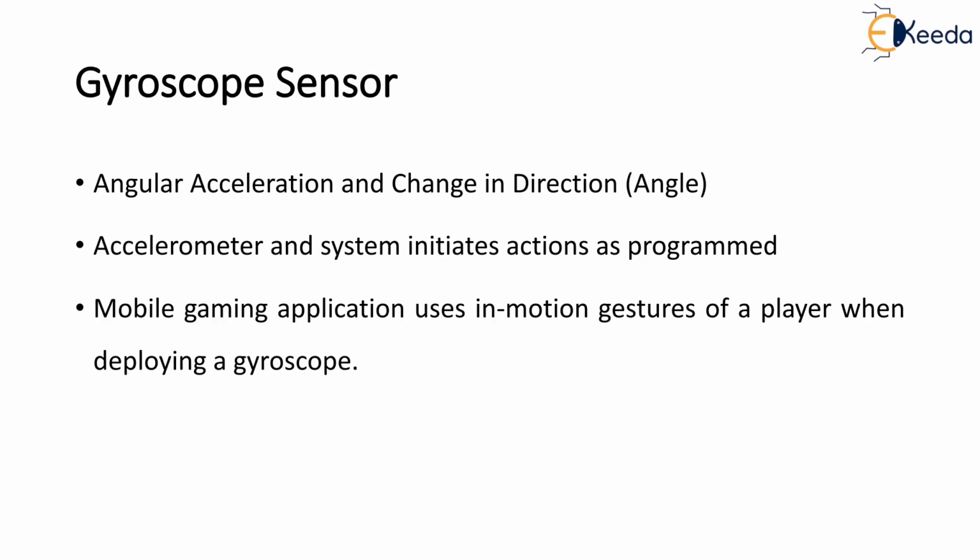So next is the gyroscopic sensor. It measures angular acceleration and change in direction, that is the angle. So here the gyroscope is a sensor which measures the change in angular velocity, that is angular acceleration, and the change in direction, that is the angle. The application takes measurements using a gyroscope or accelerometer, and then the system initiates actions as programmed. Mobile gaming applications use the motion gestures of a player when deploying a gyroscope.